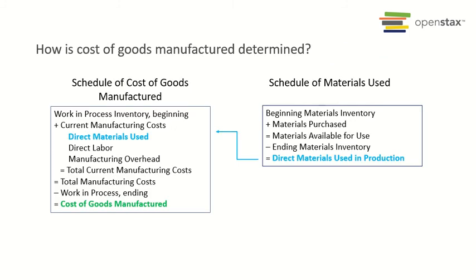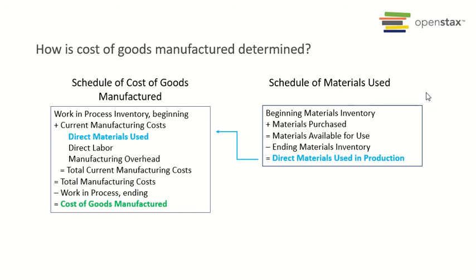So for a manufacturing firm, we're producing goods. So how is the cost of goods manufactured determined? We have another schedule for material used. Remember, for manufacturing firms, we use raw material to produce finished goods.